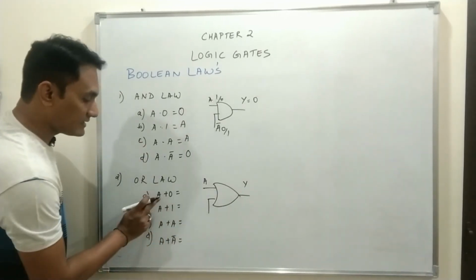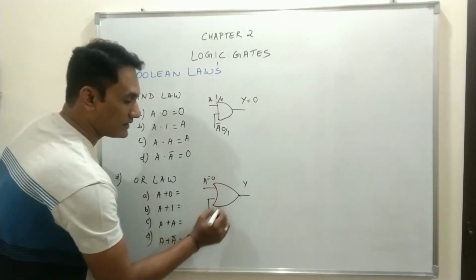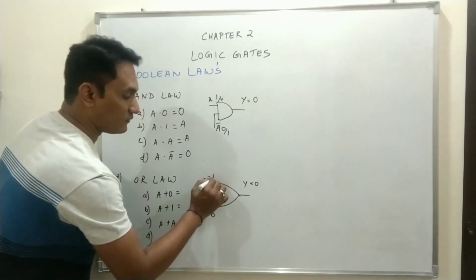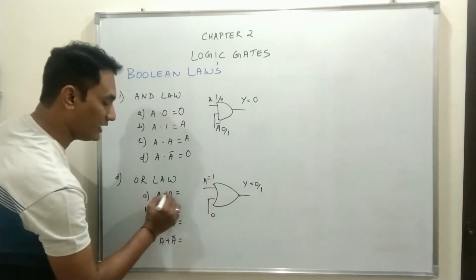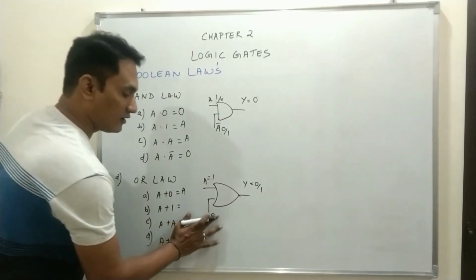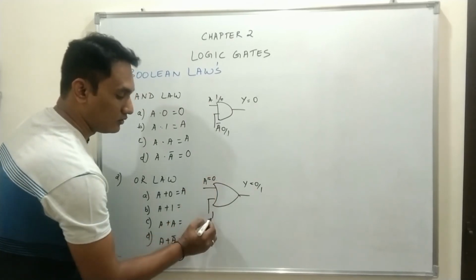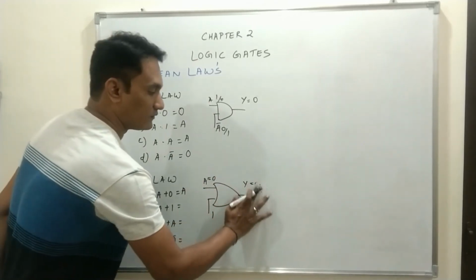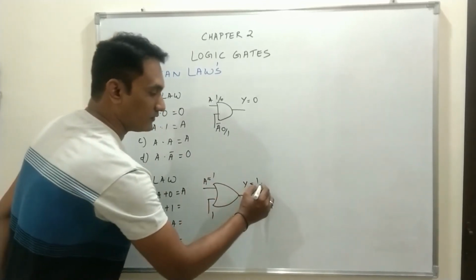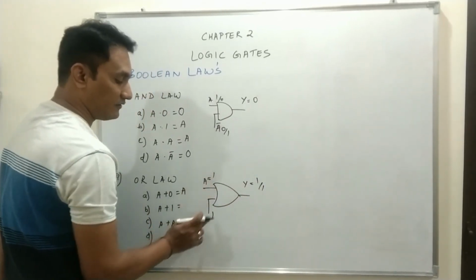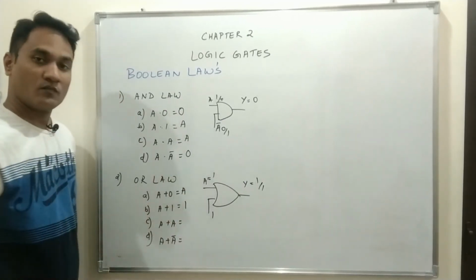So in the next case, A plus 0 equals A. If A is 0, 0 plus 0 is 0. And if A is 1, 1 plus 0 is 1. So whatever you are giving at A, the same you are getting at the output. So A plus 0 will be A. Next law, A plus 1. If A is 0, so 0 plus 1, the output will be 1. And if A is 1, 1 plus 1, that is 1 OR 1, the output will be 1 again. So whatever be the condition at A, if any one of the inputs is 1, the output will always be 1. So A plus 1 will be 1.